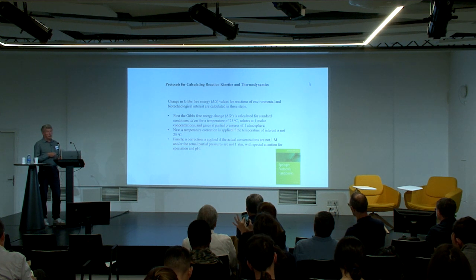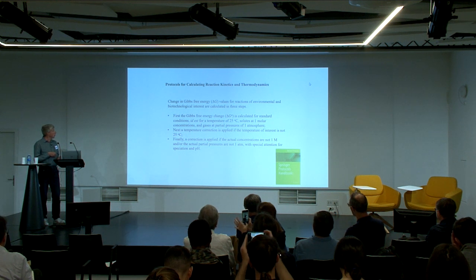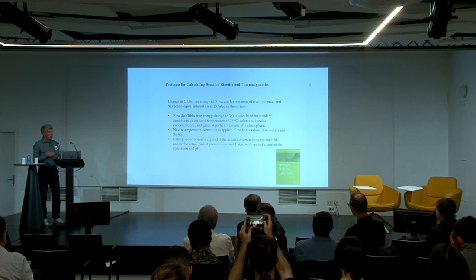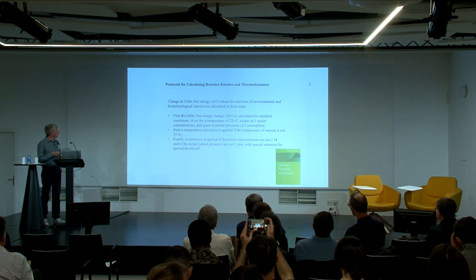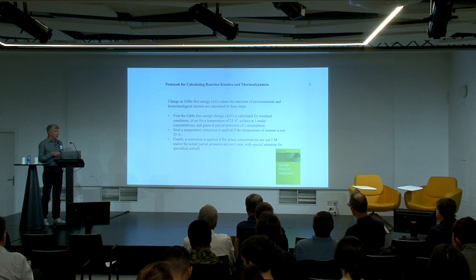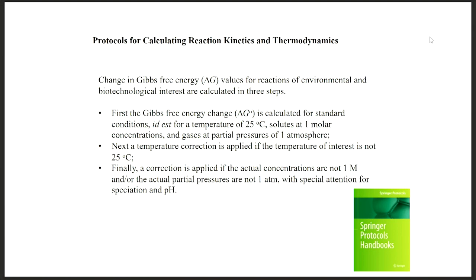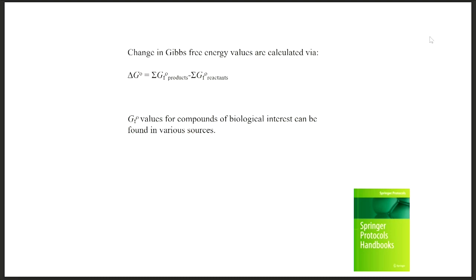But of course, temperature is not always 25 degrees. It's usually not, so then you have to make a temperature correction as well. And finally, you have to take into consideration that your concentrations are not 1 molar or 1 atmosphere, so you have to correct for that as well. So those are the 3 steps: first, under standard conditions, then, if needed, temperature correction, and then the actual concentrations.